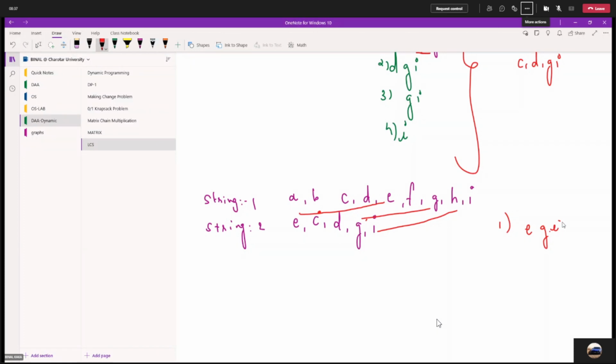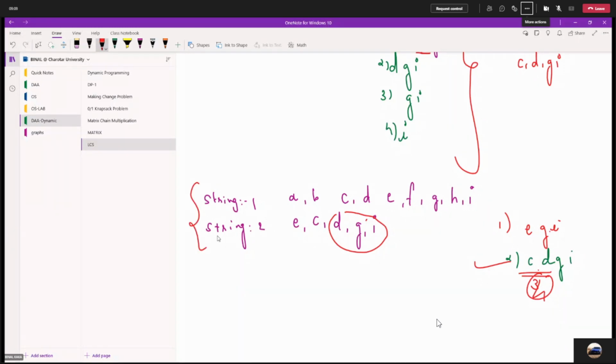Okay, yes or no? Let's check another option. If I start with C, then D, then G is possible, then I is possible. So the second is C, D, G, I. If I take D, G, I, it is not possible. From here we will know that here it is 3 and here it is 3. So using this, our final answer is length 4, and this is the longest common subsequence for both of these strings.